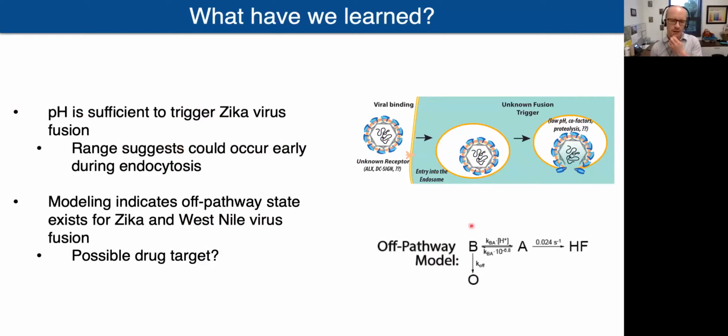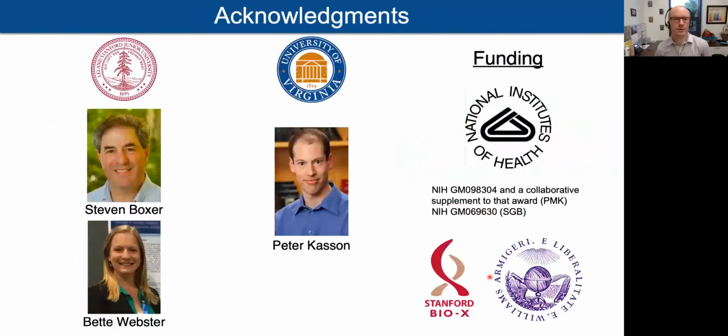Modeling of the data showed that we seem to see this off-pathway state that's necessary both for Zika and West Nile virus. Going forward, we're really hoping to expand those modeling efforts and really develop even better models that might help give us insight into what that off-pathway state might be. Okay, so with that, I'm going to wrap up with acknowledgements and then take questions.